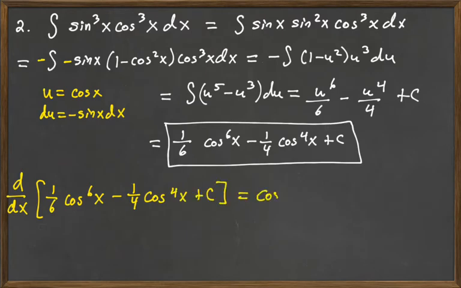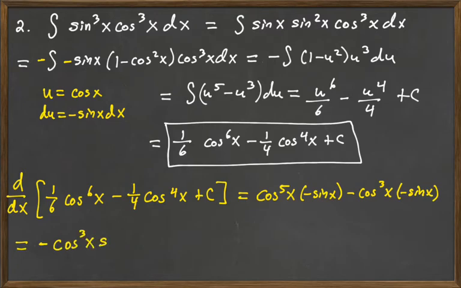So that is going to give us cosine to the fifth x times negative sine of x by the chain rule, minus cosine cubed times negative sine x by the chain rule. The greatest common factor here is a negative cosine cubed sine of x. And when we factor that out, we have cosine squared x minus 1. 1 minus cosine squared is sine squared.